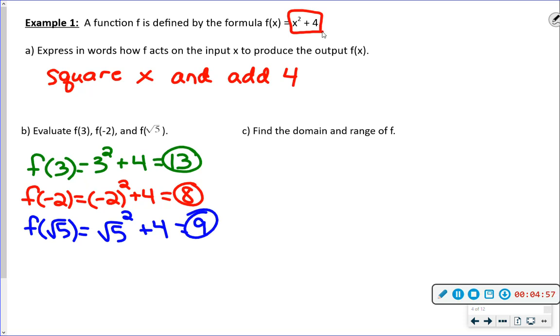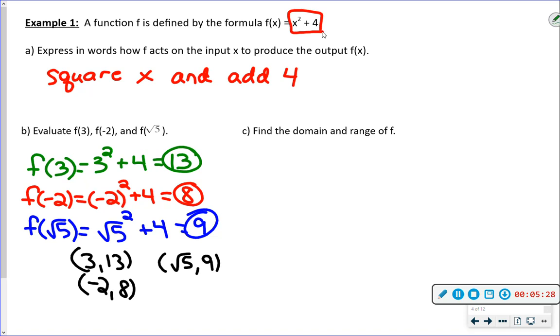And just when we start thinking about graphing, because there's a lot of graphing in this chapter, you're really generating ordered pairs. If you put 3 in for x, you get 13. If you put -2 in for x, we got 8. Now if I'm graphing, let's get real, I'm not going to graph square root of 5, but you would get 9. So you're really just generating ordered pairs. It's just a different notation or style or way to look at it. That's all it is.